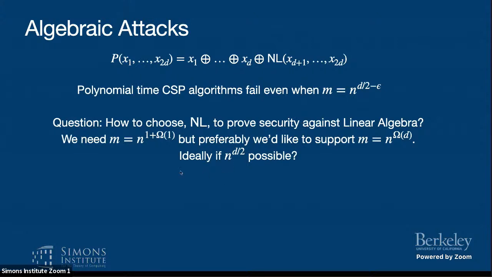In our goal, we'll try to see how you can choose nonlinear predicates so that the stretch is at least polynomial, because that's what we need for IO. But ideally, we would like to support a stretch of n to the constant times d. One should be able to choose this tunable parameter d and just get as much stretch as they want. And ideally we'd like to touch even n to the d over 2, because that's the bound we have from the other set of algorithms.